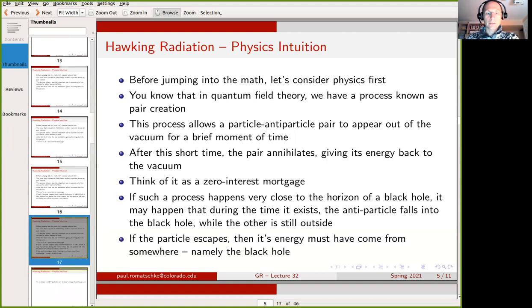If the other particle falls into the black hole, nothing happens. But it can be that the other particle has just enough energy to make it out of the gravitational well of the black hole, so it can potentially escape. If that's the case, then it is a real particle with a mass and some kinetic energy, and that energy has to come from somewhere because energy is conserved. So the energy of the particle that makes it out must have come from somewhere, and the only place that it can get its energy from is the black hole.